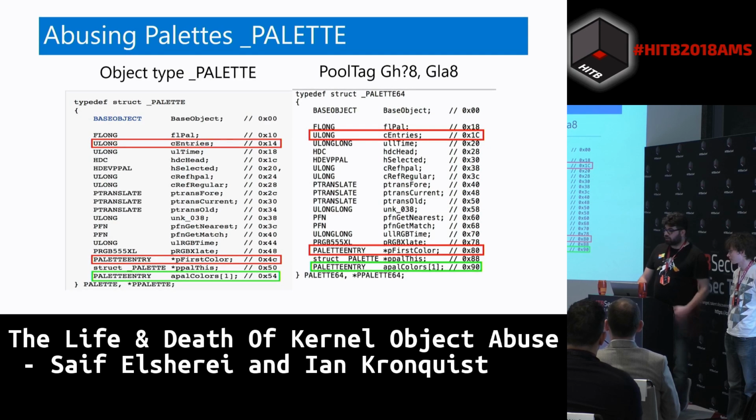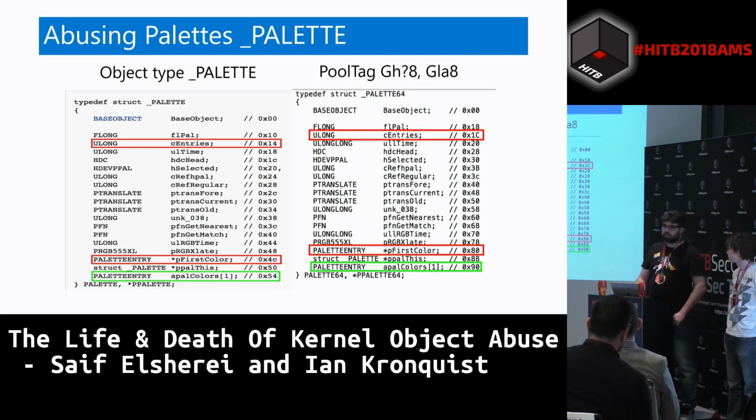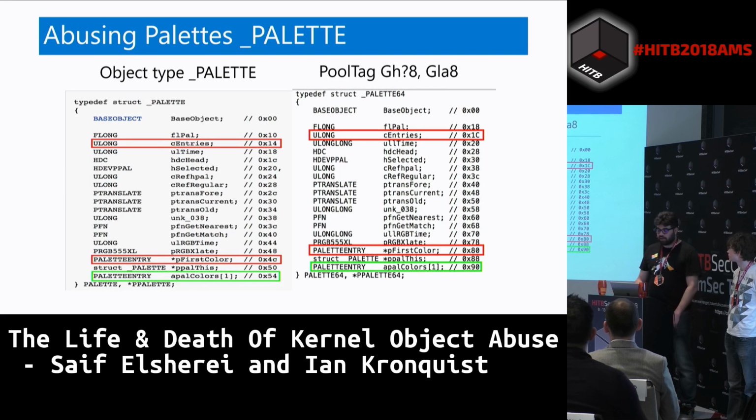You can see I've highlighted several interesting parts. The first interesting member is cEntries, which is the entry count of the color palettes that are located in that specific palette. The next entry is the pFirstColor pointer, which actually points to the apalColors array, or the palette entries in memory, which is allocated at the end of each palette object.